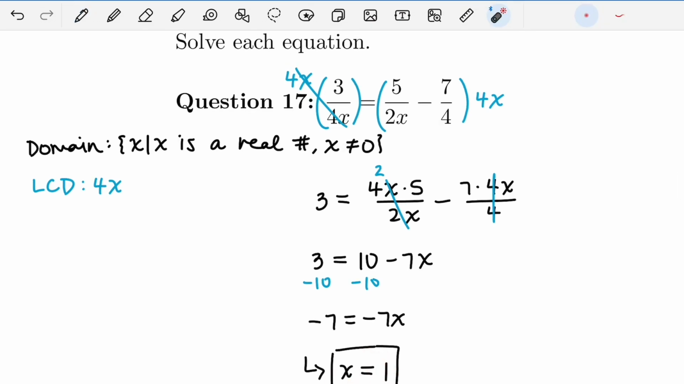And we know that x is equal to 1 is definitely a solution because it's in the domain of this rational equation here. If we got that x were equal to 0 here, then we would say that there is no solution for this equation because the solution that we got is excluded from our domain. But in this case, x is equal to 1 is within our domain, so we're good to go.